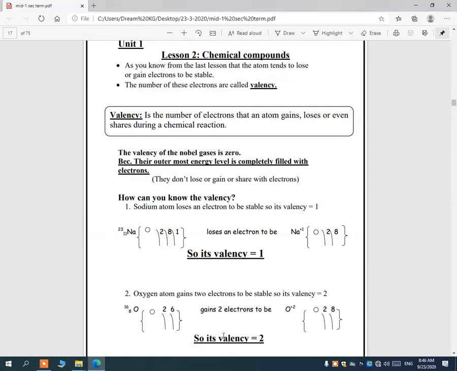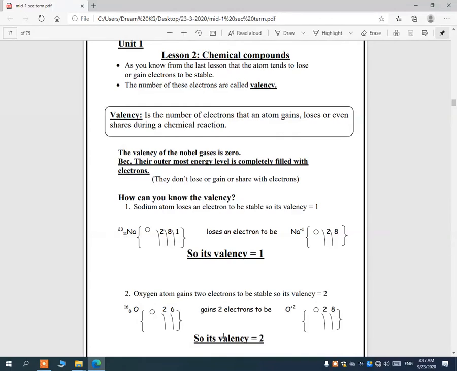So by this way, you have to know that the valency of noble gases is zero. Why? Because their outermost energy level is completely filled with electrons. I mean that they don't lose or gain or share any electrons. So, to know what is meant by valency more and more, let's take examples.